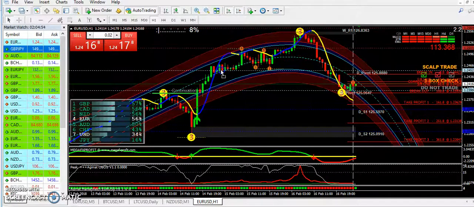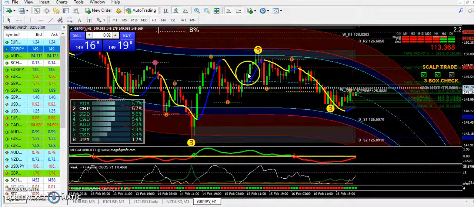But today is Sunday, and tomorrow is Veterans Day, I believe. It's a holiday, so the markets may not move as fast. Now this is GBP JPY. It is on the hour chart.